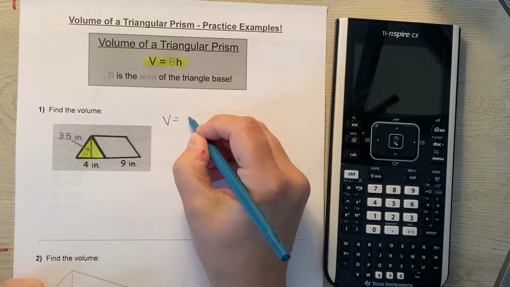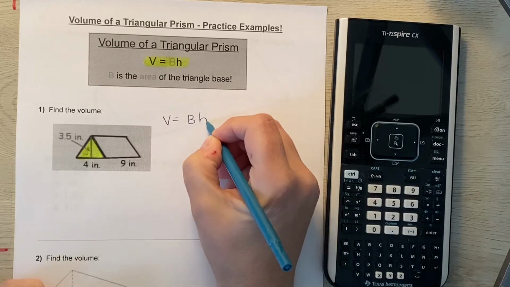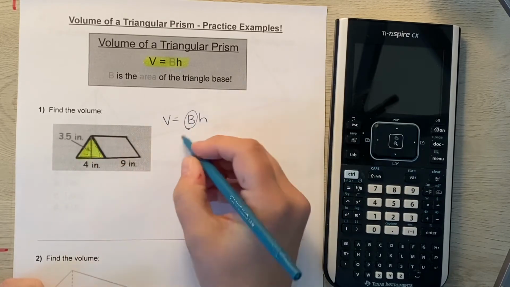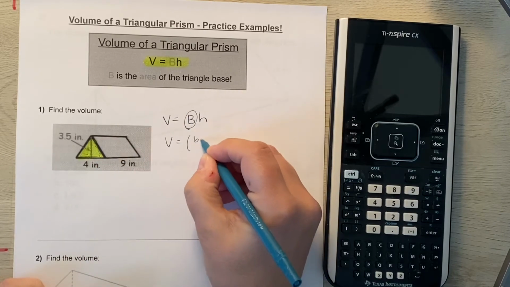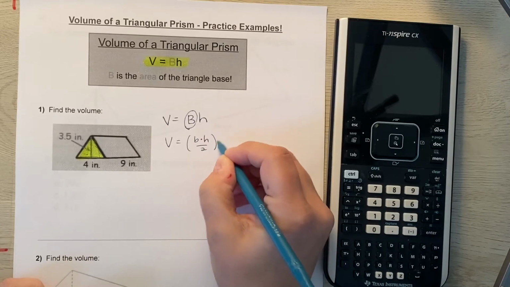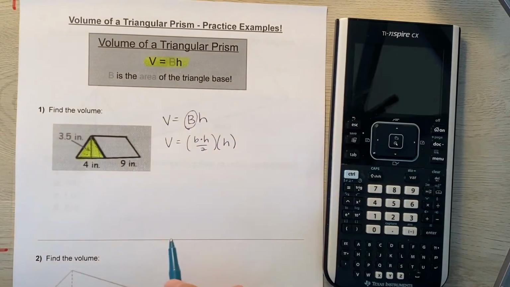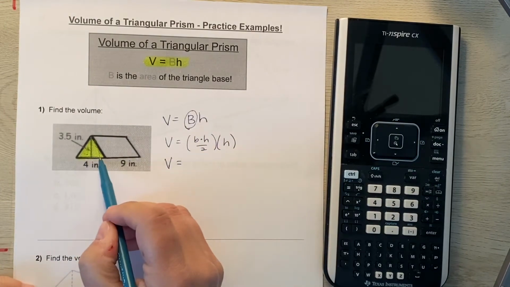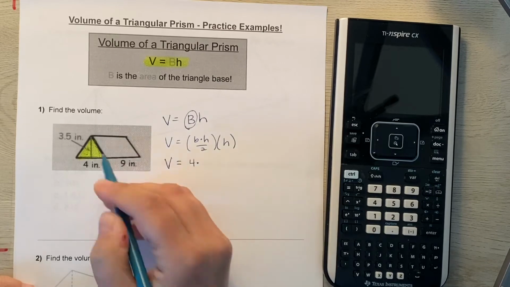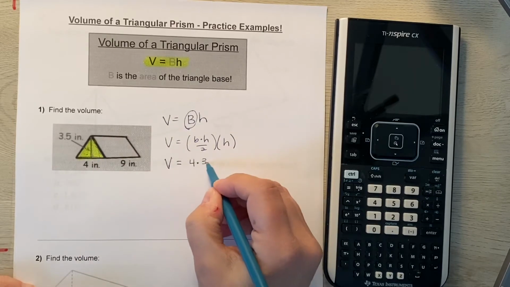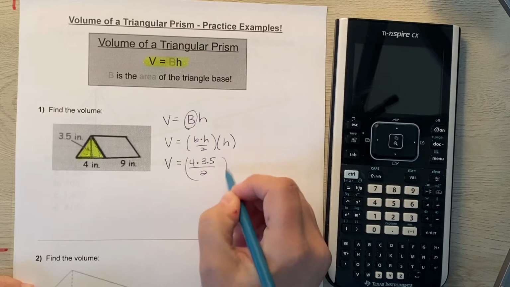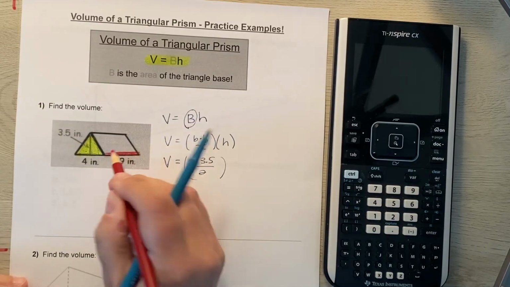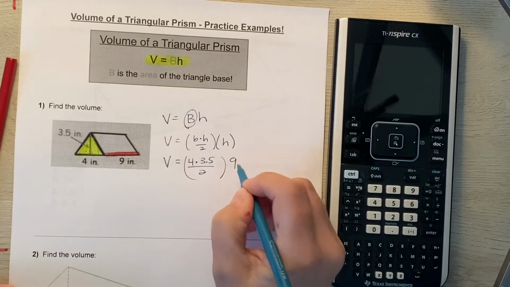Okay, volume equals base times height. And again, this base is the area of the triangle. So it's base times height divided by 2 times the height. Okay, what's the base of the triangle? 4. What's the height of the triangle? 3.5, divided by 2 times the height. The height is 9. Okay?